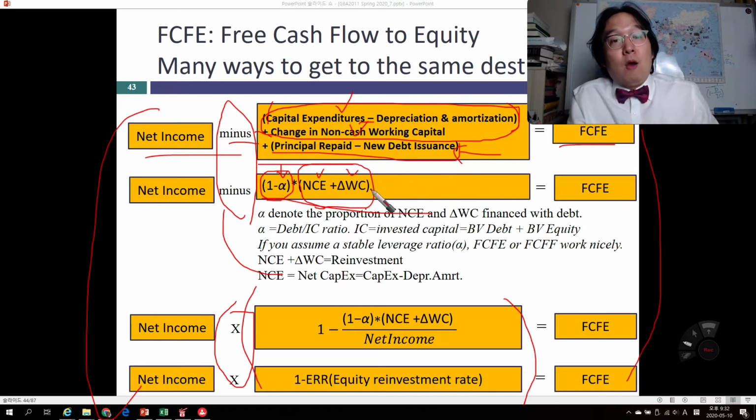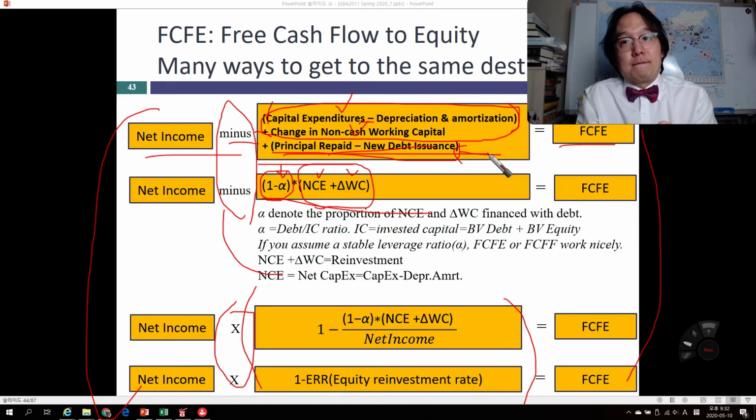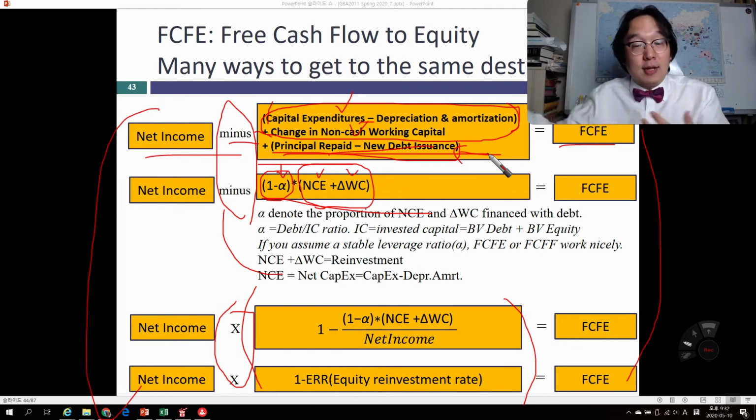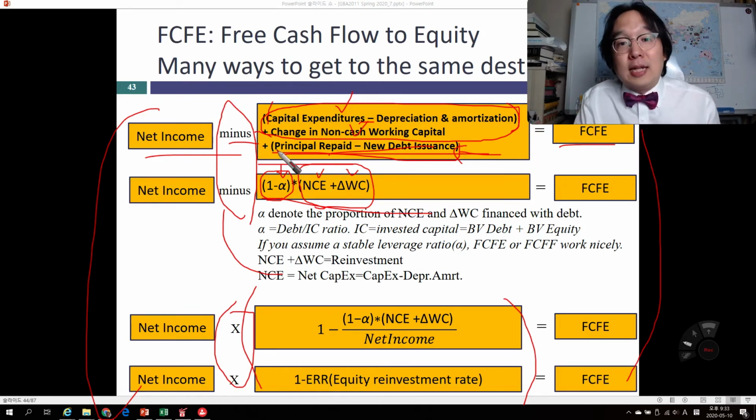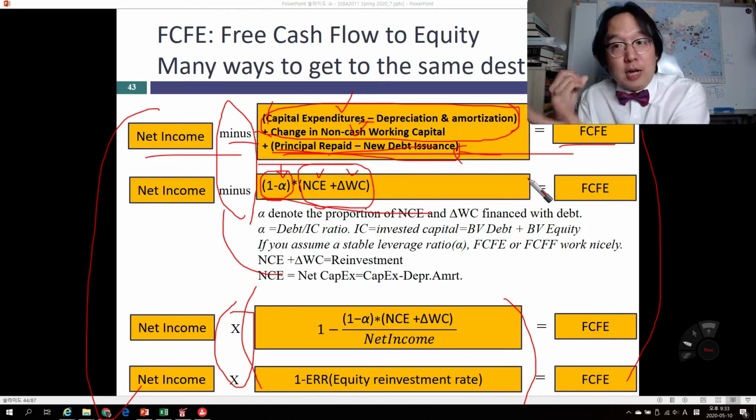In the first line, if you are the insider of the company, let's say you are the CEO, and you have precise information about when to borrow how much and when to repay how much, year by year going into 10 years down the road or something like that. Very detailed insider information. If you are the insider, you can do it like this, year by year, so that you can get to free cash flow to equity.